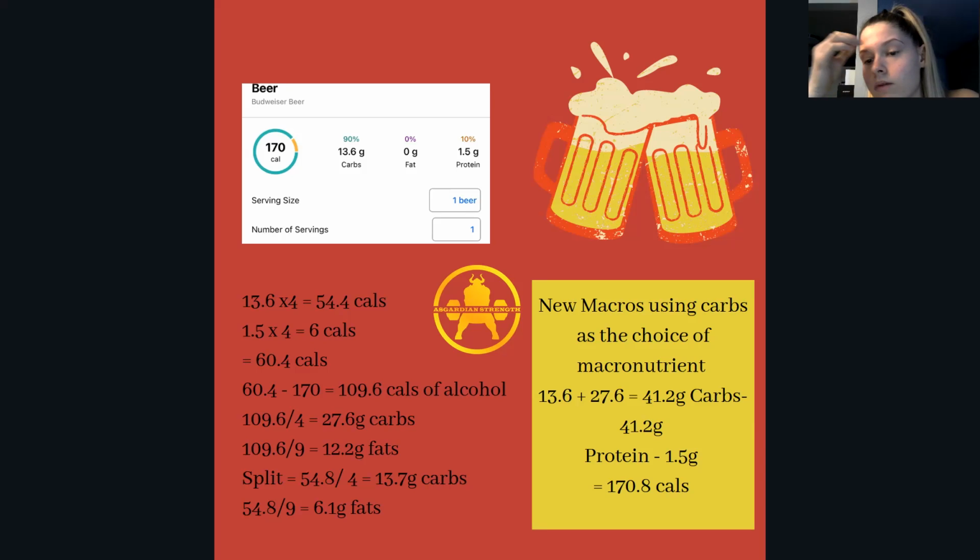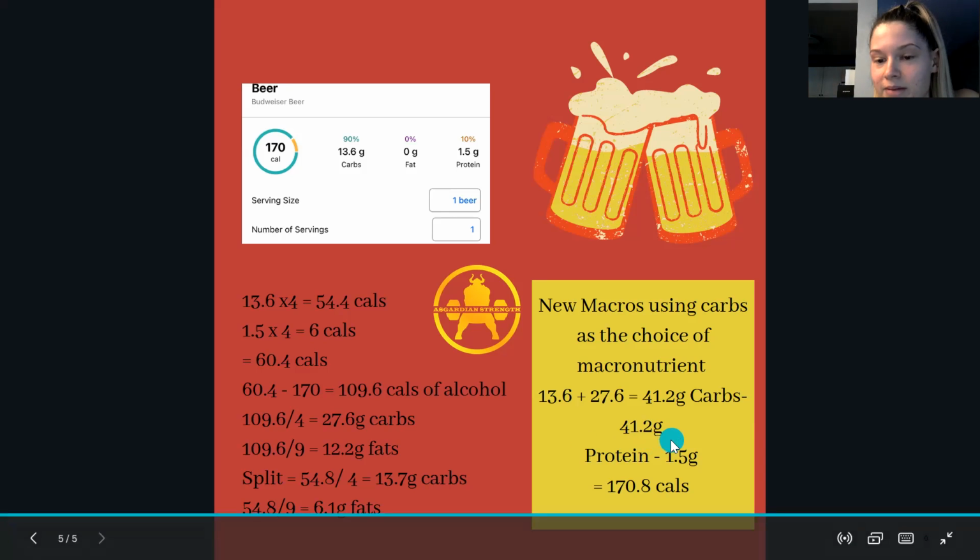So the new macros using carbs as the choice of macronutrient would equal 13.6 plus 27.6, which equals 41.2 grams of carbohydrates. So yeah, it would leave us with 41.2 grams of carbohydrates and then protein 1.5 grams, which equals 170.8 calories. So we just want to make sure that our math is equaling those calories.